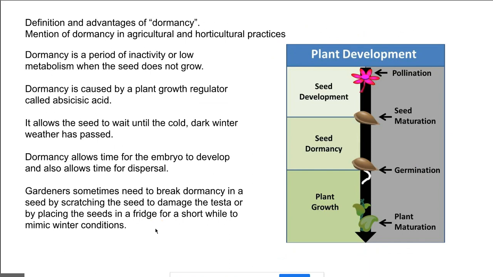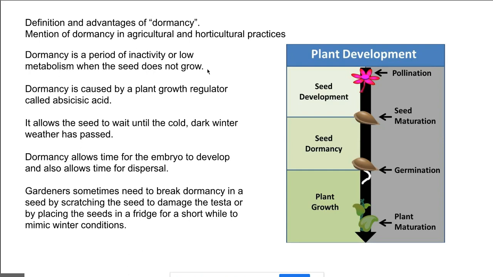The seeds won't grow immediately when they land. Okay, they go through what's known as a dormant stage. A dormant seed is not growing, and dormancy is defined as a period of inactivity or very low metabolism when the seed doesn't grow. Nothing seems to be happening externally with the seed. And this period of inactivity can last for many months.